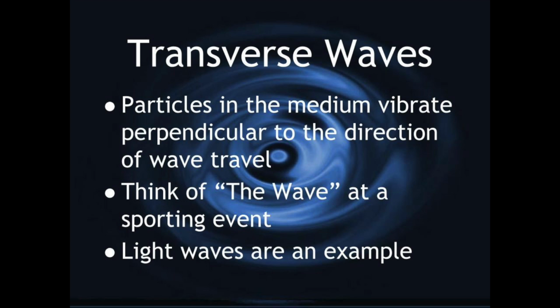Now there are two different ways that waves can travel through a medium. The first is called a transverse wave, where as the wave is traveling right to left, the particles in that medium are vibrating up and down. So as the wave is traveling, the particles in it are vibrating perpendicular to the direction of wave travel, sort of like doing the wave at a sporting event.